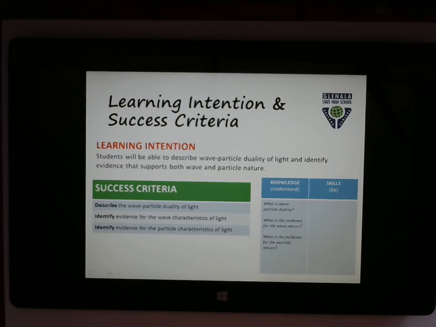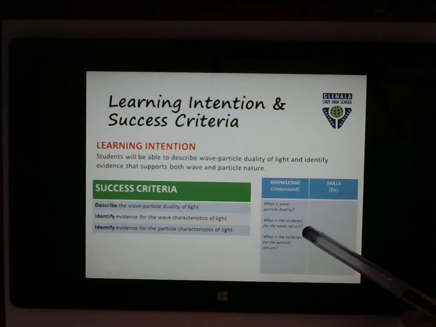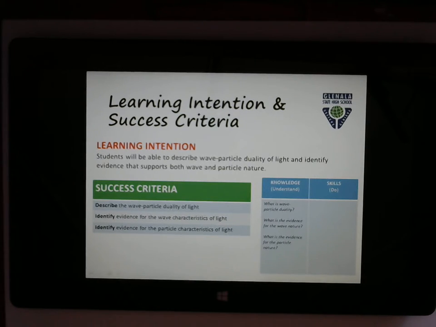Now, just a bit of word on language here. The syllabus uses the words wave characteristics and particle characteristics. A lot of the text and maybe some of the questions we'll see on the exam may use wave nature and particle nature. In this case, they mean the same thing. So, let's talk about the wave model.